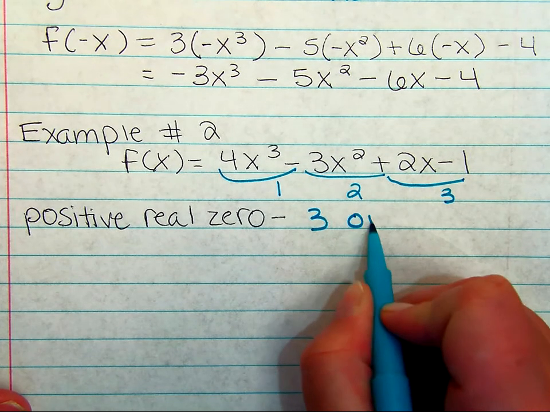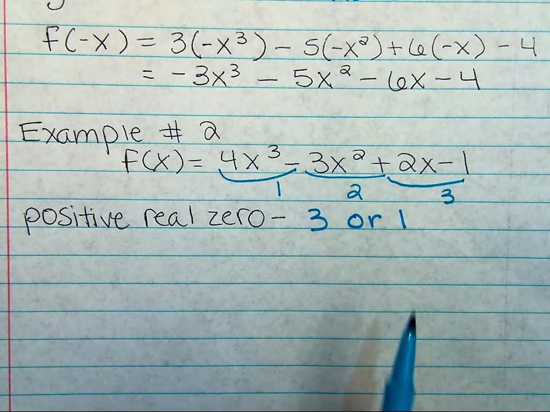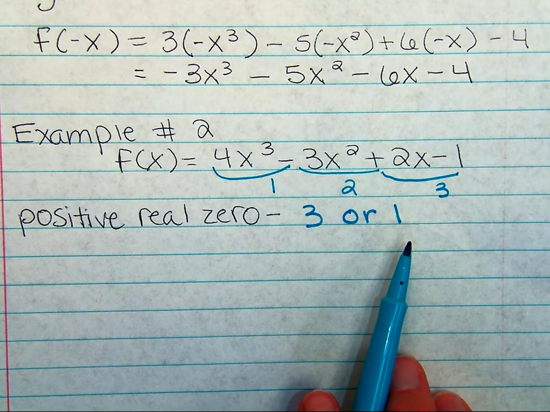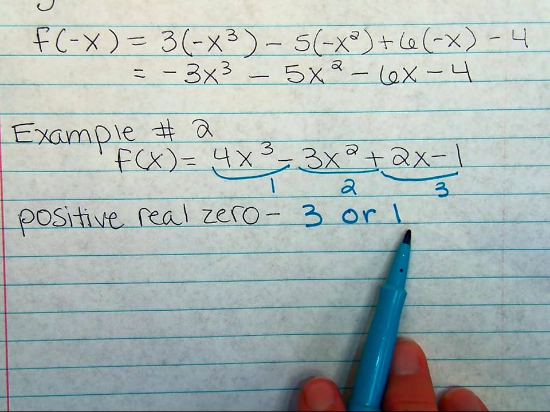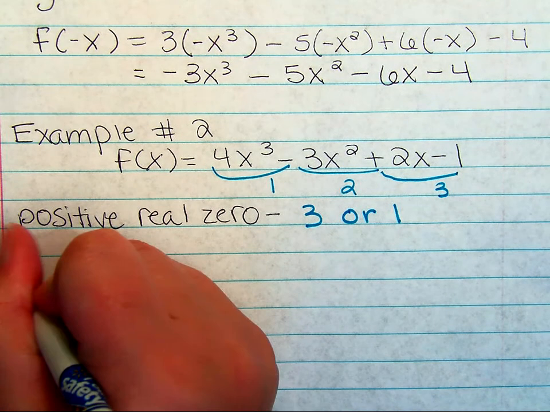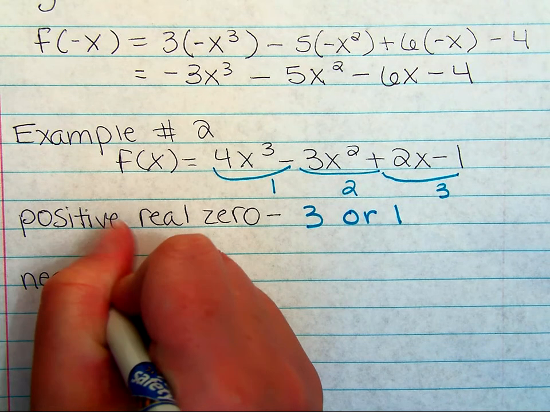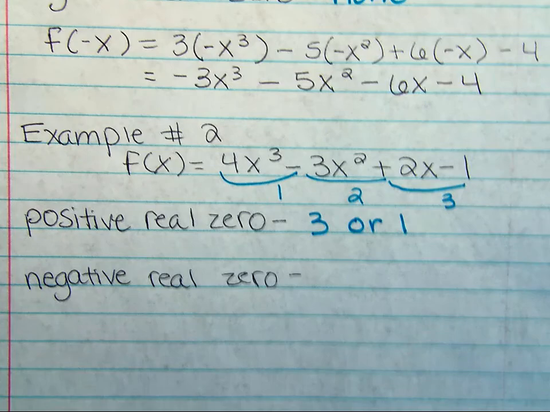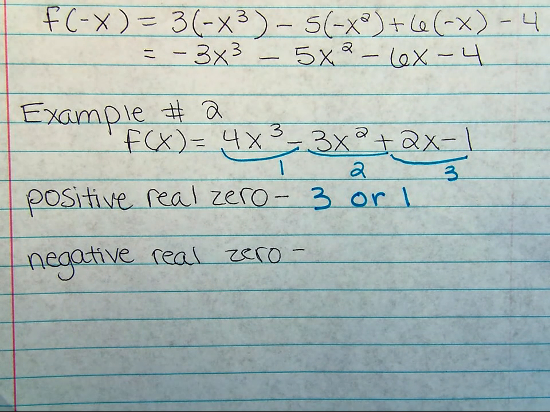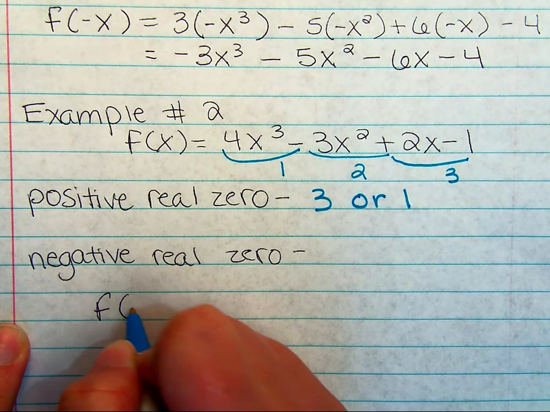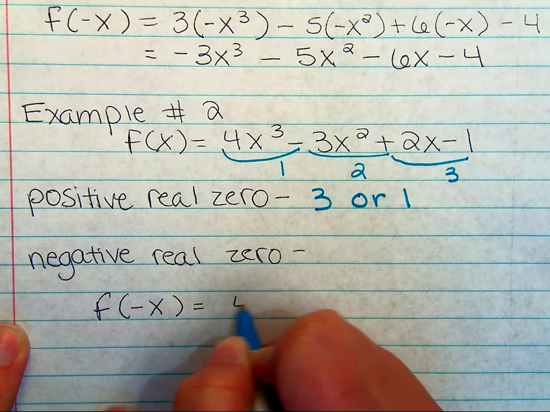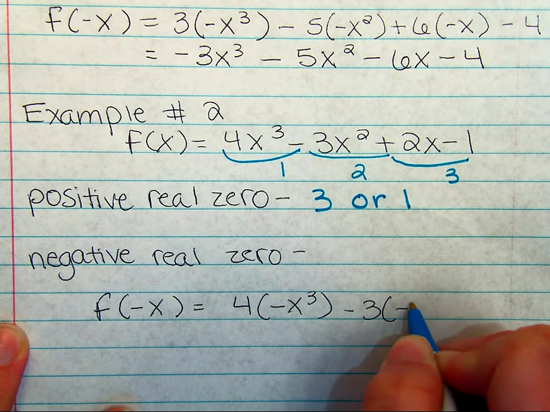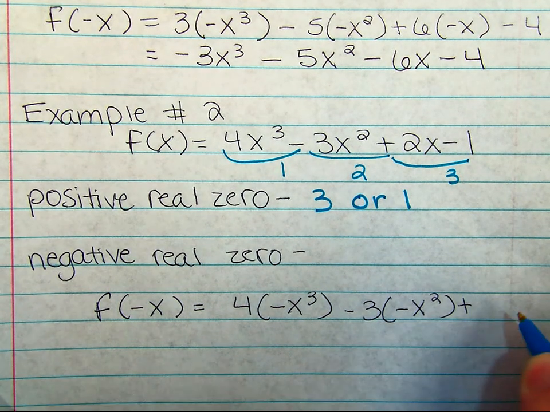And how do I know to stop at 1? Well, it's not possible to have a negative number of zeros. So we can either have 3 or 1. Now, for negative real zeros. Remember, this one takes a little bit more work. We need to change this to f of negative x. So that means it's going to become 4 times negative x cubed minus 3 times negative x squared plus 2 times negative x minus 1.